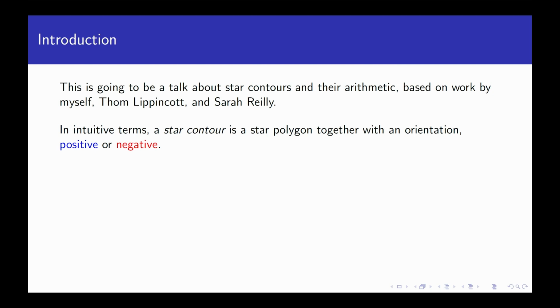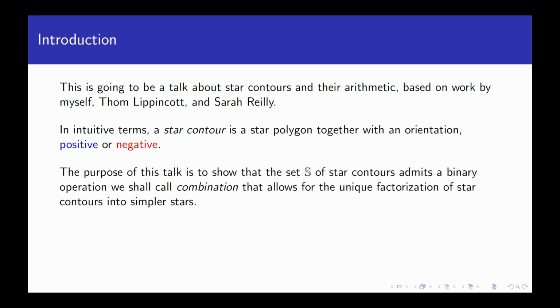But what we're going to do is we're going to talk about arithmetic with stars. So the objects of our talk are going to be star contours, which are essentially star polygons with a global orientation. If you've got those, you can actually make an arithmetic operation on them.